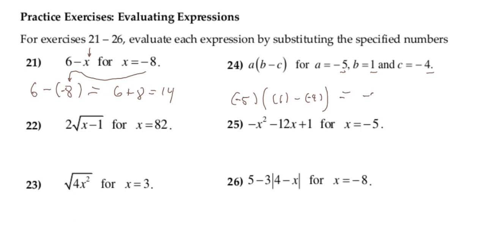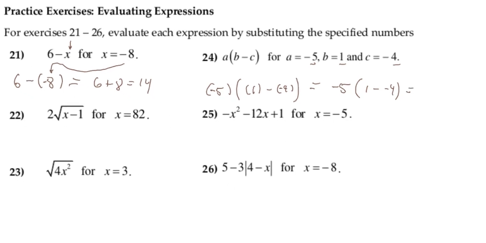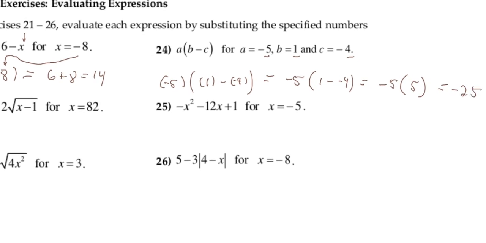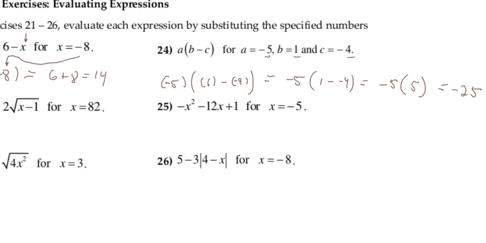So you're left with negative 5 times 1 minus a minus 4, right? So that becomes a plus. So this is now negative 5 times 5, which equals negative 25, okay? And again, I apologize for the handwriting. It's a little sloppy writing on my tablet. Okay, let's look at one more.